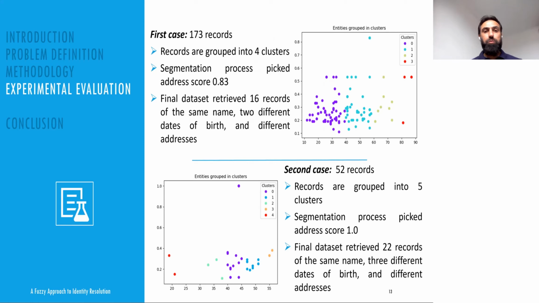When the clustering was done for these 173 records for the first case, it generated 4 clusters. And during the segmentation process, the highest score address, which was 83, was picked and went through the cluster records for the matching score or address scores to retrieve about 16 records that have a similar name, two different dates of birth, and some different addresses. In the second case, 52 records were retrieved, where the records were grouped into 5 clusters. The segmentation process picked the highest score of the address, which was 1, and matching all the records with the cluster data set, it retrieved 22 records of the same name, 3 different dates of birth, and different addresses.